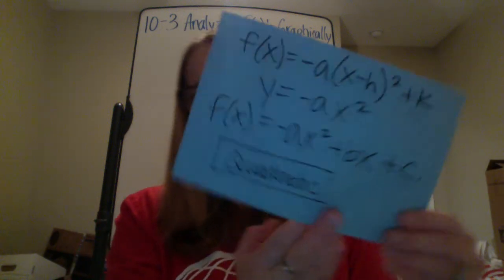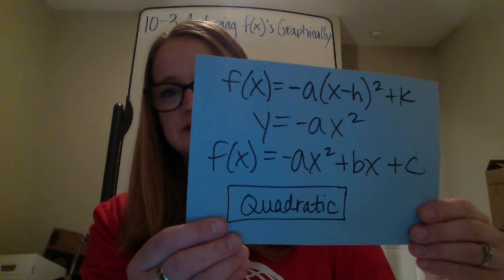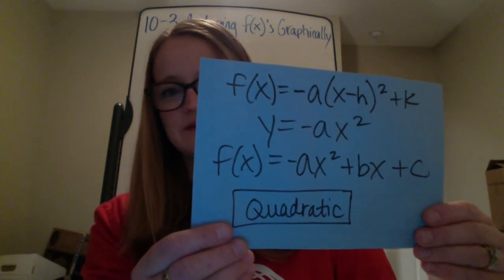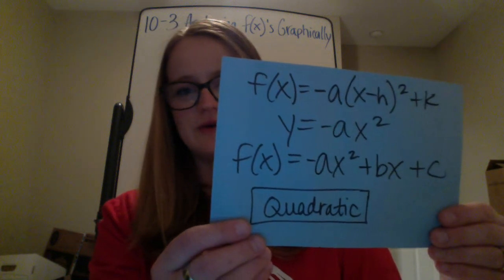And I have also shown the vertex form, the parent function, but showing that it was a negative a value, and then standard form of a quadratic.